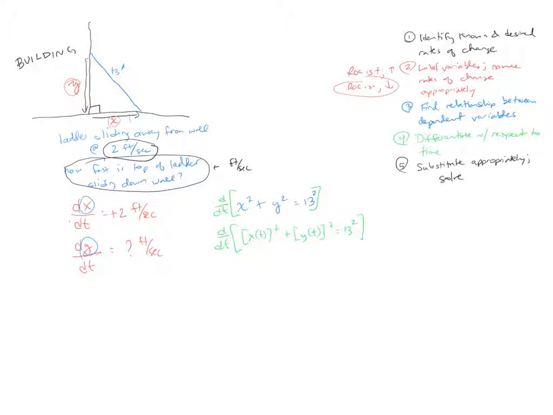Okay, so I take the derivative of this term with the chain rule, and that would look like 2 times x of t times x prime of t. And derivative of this with the chain rule, 2 times y of t times y prime of t. And then the derivative of 13 squared, be careful, because 13 squared is just a constant, so that derivative will be 0. If I switch it back to the Leibniz notation, it would look like this.